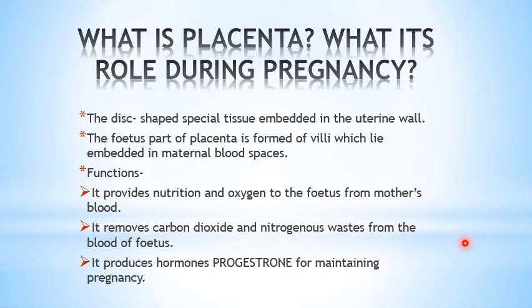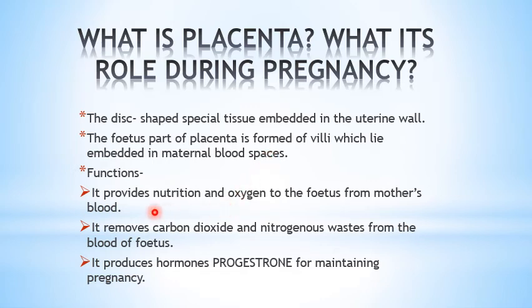Very important question: what is the placenta and what is its role during pregnancy? The placenta is a disc-shaped special tissue embedded in the uterine wall. The fetus part of the placenta is formed of villi which lie embedded in the maternal blood spaces. So that is a very special tissue by which there is a connection between the embryo and the mother in the uterine wall, through which various functions are performed.